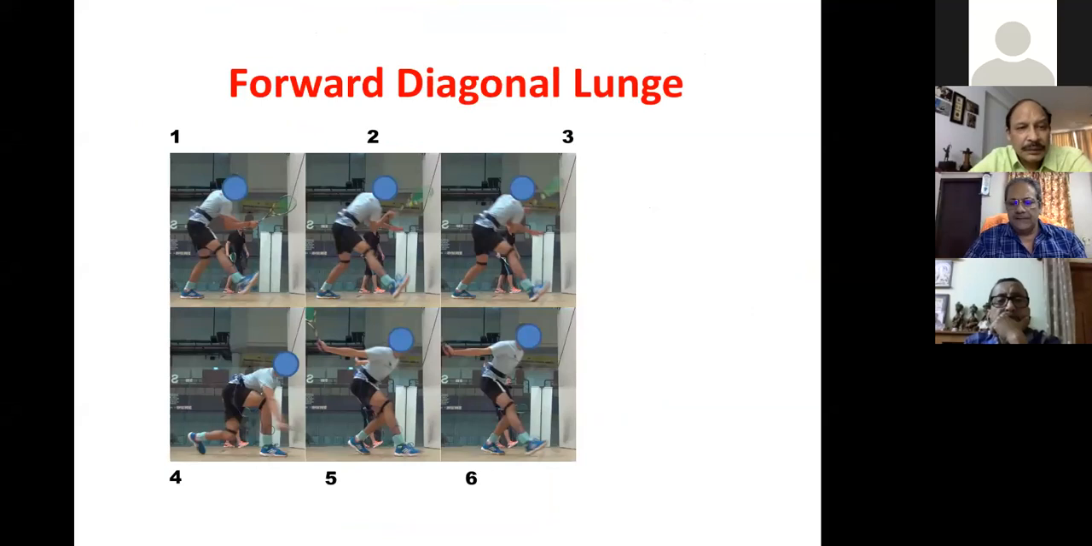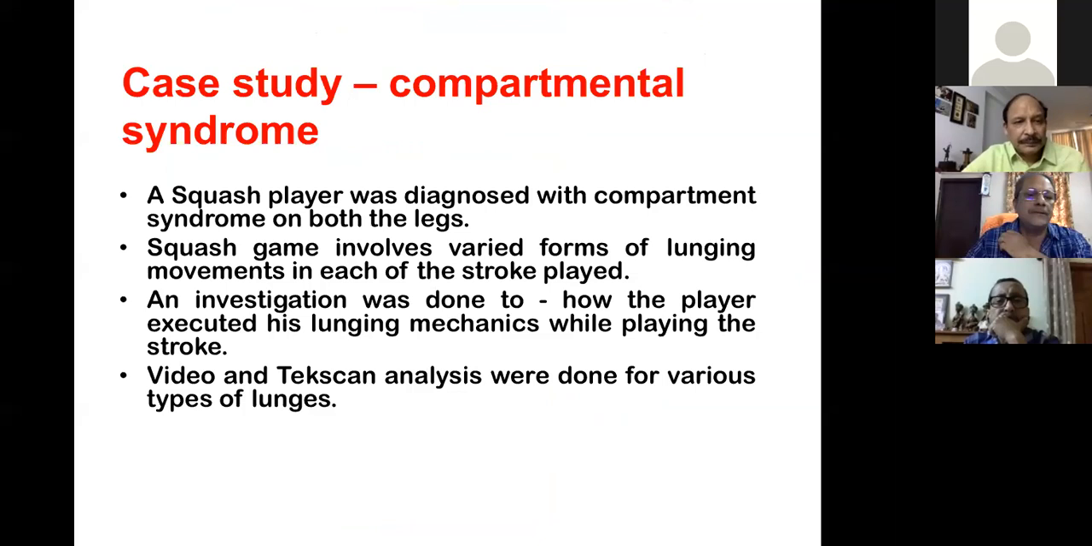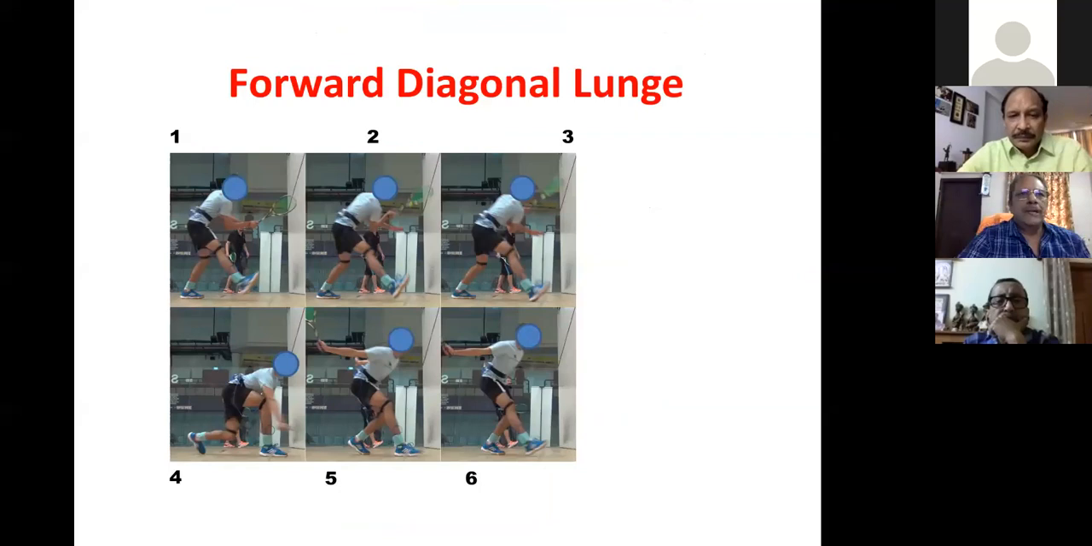This is another case, a case of compartment syndrome, and this is with a squash player. This normally happens not only for a squash player, but also for other sporting events wherever there are racket movements. I'm not going to explain what compartment syndrome is, as I think most people know about it, but I'm just giving you the outline of it.